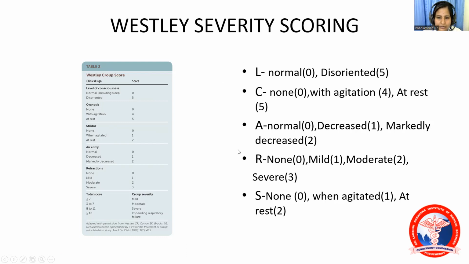So by keeping this score in mind, we score the croup child. If the total score is less than 2, it is mild croup. Total score 3 to 7, it is moderate croup. Total score 8 to 11, it is severe, and 12 or more implies impending respiratory failure.